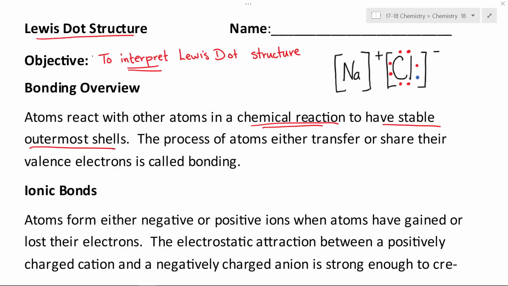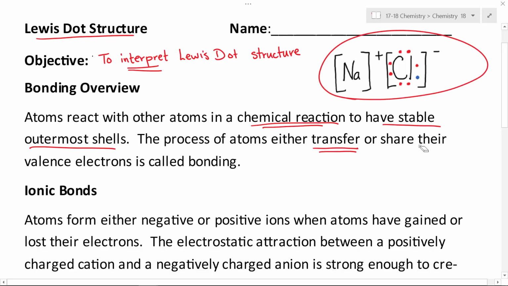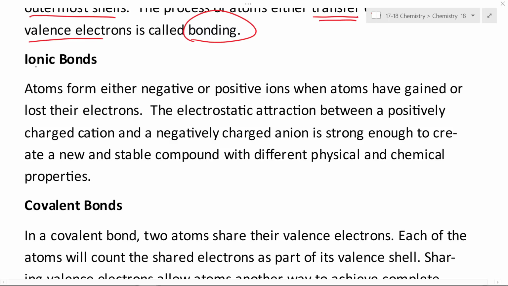The process of atoms either transferring, which we just talked about right here, or sharing their valence electrons, which is the main topic for today, the whole entire process is called bonding. So bonding is a process where atoms either transfer or share their valence electrons, which is a chemical reaction. And in the previous lessons, we learned about ionic bonds.